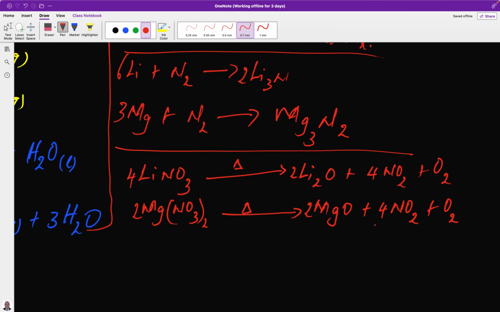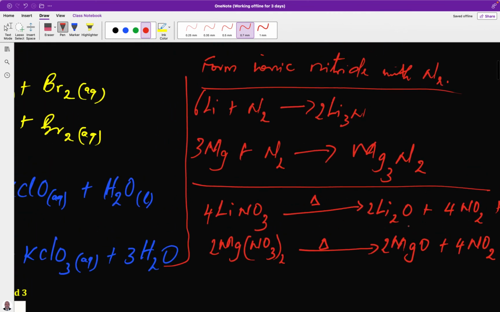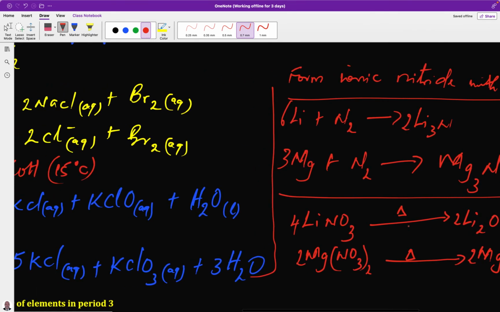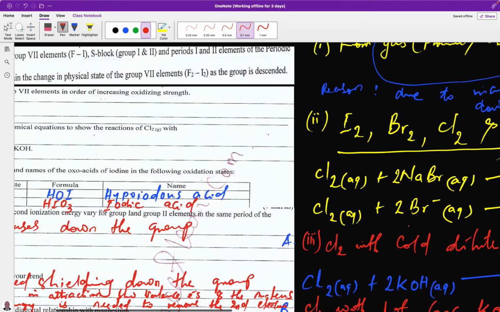Nitrogen is okay. So now we say both nitrates, the nitrates of lithium and the nitrates of magnesium, decompose on heating to give nitrogen dioxide. You can say another reaction like the first one: lithium and magnesium both react when heated with nitrogen in the atmosphere. They produce nitride. The nitrate one, when they decompose, they give nitrogen dioxide. That's an example you can give.